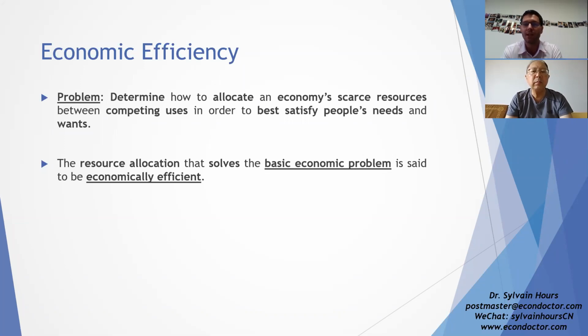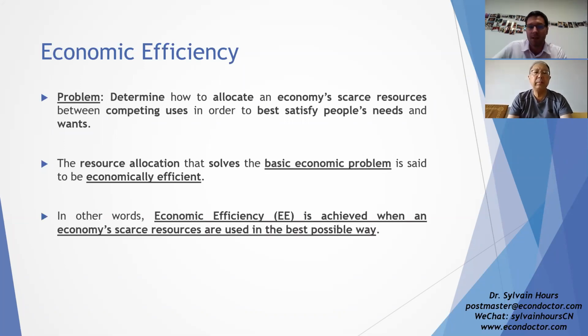So solving the basic economic problem does not mean to ignore it. The idea is that we find the best solution. So economic efficiency is achieved when an economy's scarce resources are used in the best possible way. It's not about bypassing the basic economic problem. It's about finding the best possible allocation of the economy's scarce resources. So you see that it is a pretty vague definition, of course. We will give more precise definitions when we give extra information about productive efficiency and allocative efficiency.